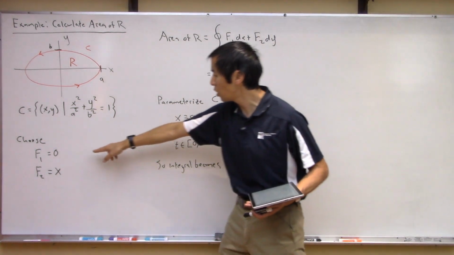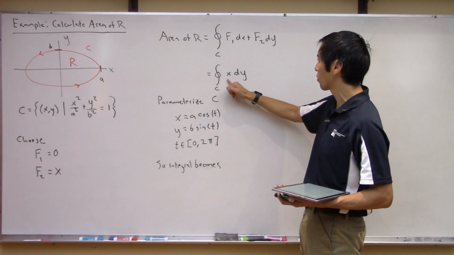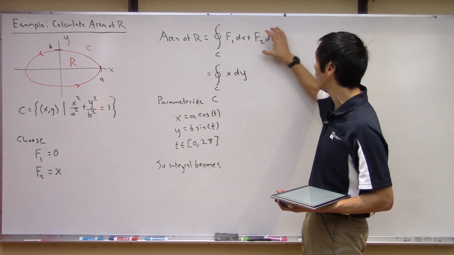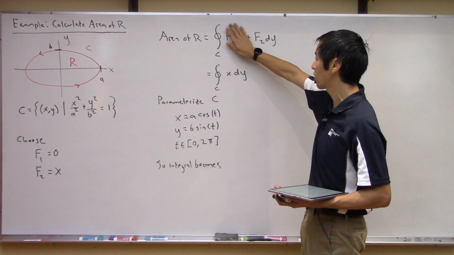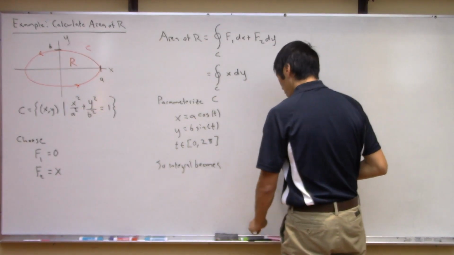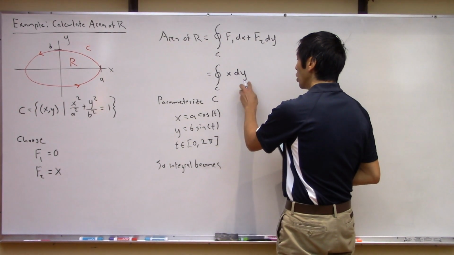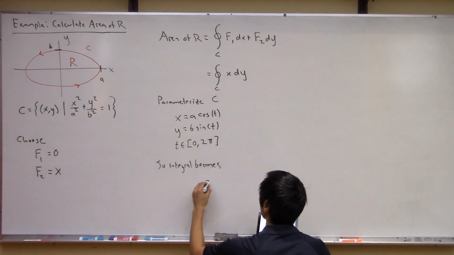Okay, so since we know what f1 and f2 are, just plug them in and we end up with, well, this is all we're left with. It's just x dy, right? It's just this term right here, because this is gone, because f1 is 0. So this becomes simpler. And now, with this parameterization of the curve C in mind, we can actually substitute that in right now. So let's take a look and see what this integral becomes.